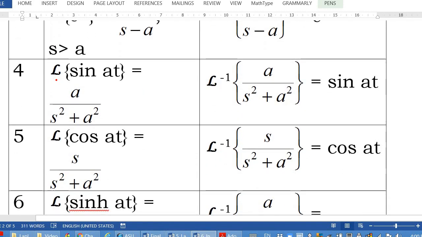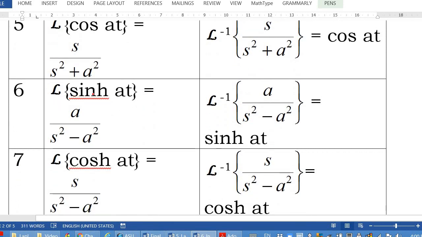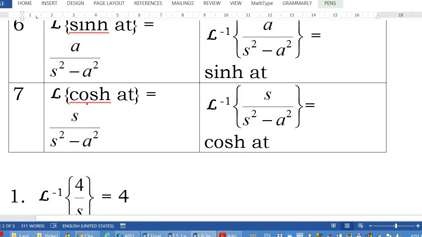The fourth formula, the Laplace transform of sin at is equal to a over s squared plus a squared. Hence, the inverse Laplace of a over s squared plus a squared will be equal back to sin at. The fifth, the Laplace transform of cos at is equal to s over s squared plus a squared. Hence, the inverse Laplace of s over s squared plus a squared is equal to cos at. Number 6, the Laplace transform of hyperbolic sin at is equal to a over s squared minus a squared. Hence, the inverse Laplace of a over s squared minus a squared is equal back to hyperbolic sin at. Number 7, the Laplace transform of hyperbolic cos at is equal to s over s squared minus a squared. Hence, the inverse Laplace of s over s squared minus a squared is equal back to hyperbolic cos at.